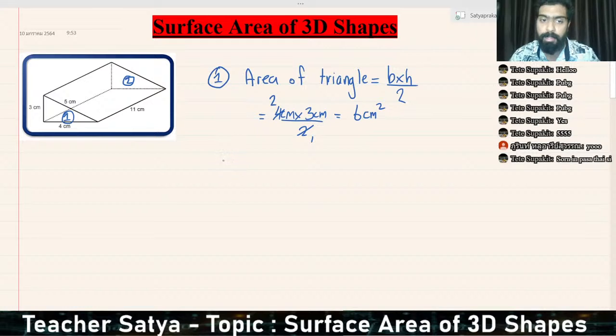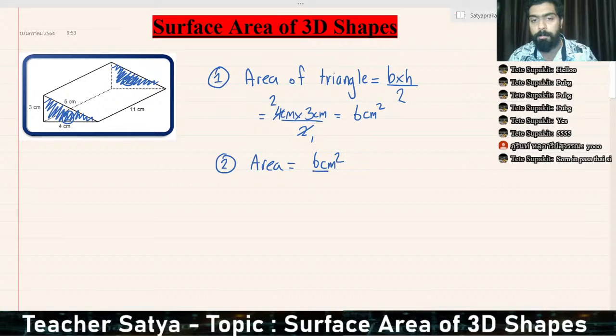Now let's find the area of the other triangle, which is this area right here. So we are going to find this area. So what we did just now is we found this area, and of course the front and back would be equal. So area of the back triangle will also be 6 centimeter square, because the area of the front and the back would be equal, right guys?